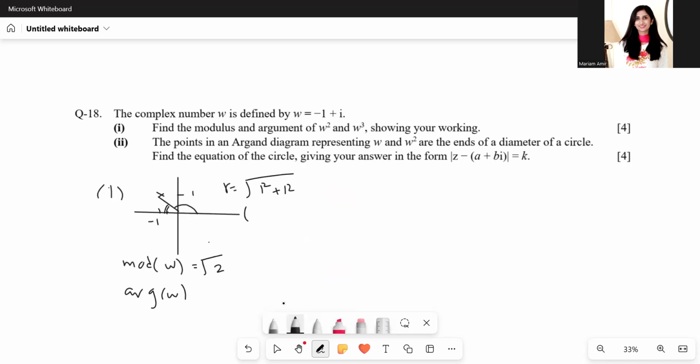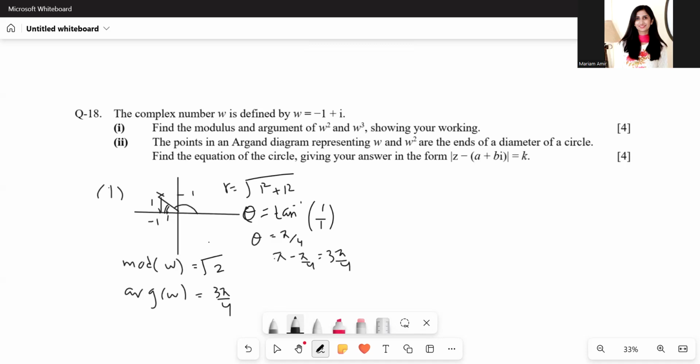from pi. So theta equals tan inverse, this has a magnitude of 1, this has a magnitude of 1. So tan inverse 1 by 1 gives pi by 4. So pi minus pi by 4 would be 3 pi by 4. Okay, so we have the modulus and the argument of W. Now we will use De Moivre's theorem and get the modulus and argument of W squared and W cubed.